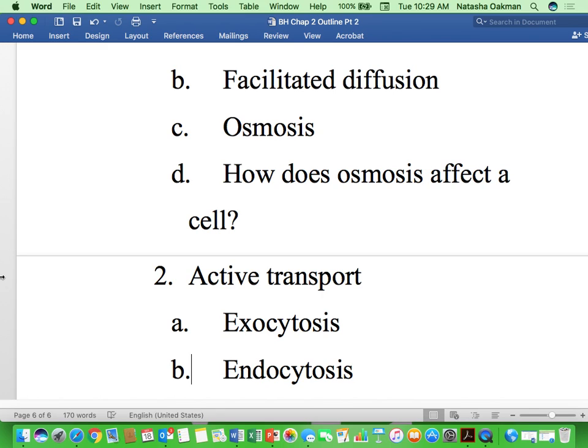The other one I'll mention because I think you'll probably see the word. The other form of endocytosis is pinocytosis, which literally means cell drinking. So when the cell is engulfing, it's engulfing water.